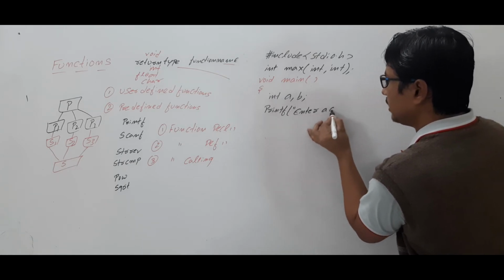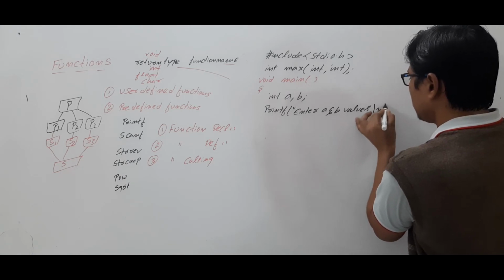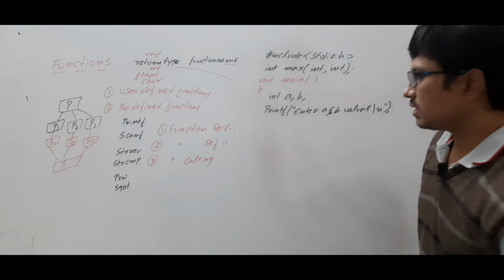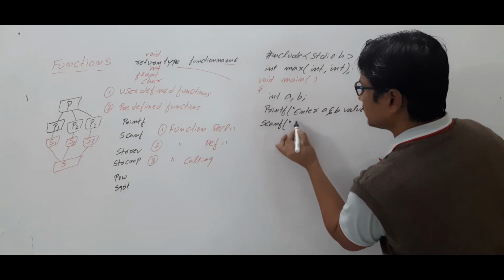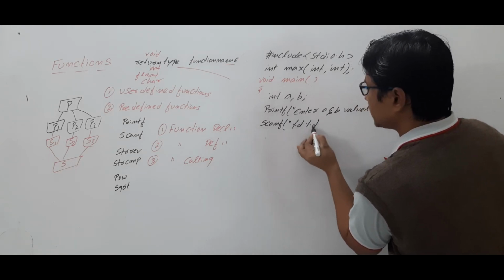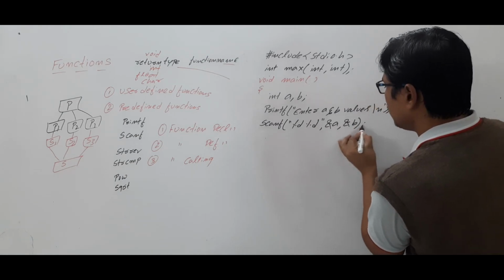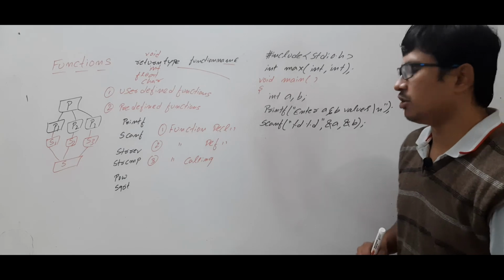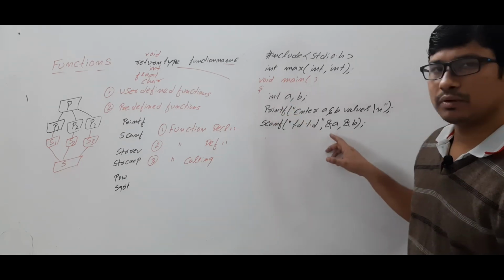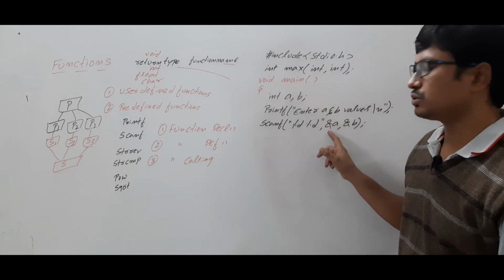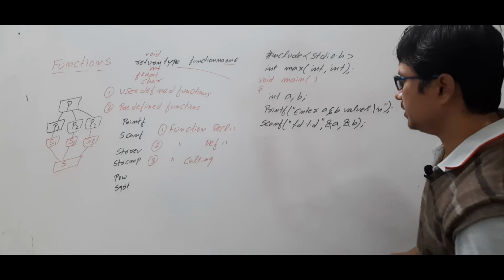Enter a and b values. Once the user has entered the a and b values, I can write scanf("%d %d", &a, &b). Why am I writing %d as the format specifier? Because they are integer variables, and whatever value you are reading, you need to store it in the address location of variable a and the address location of variable b.